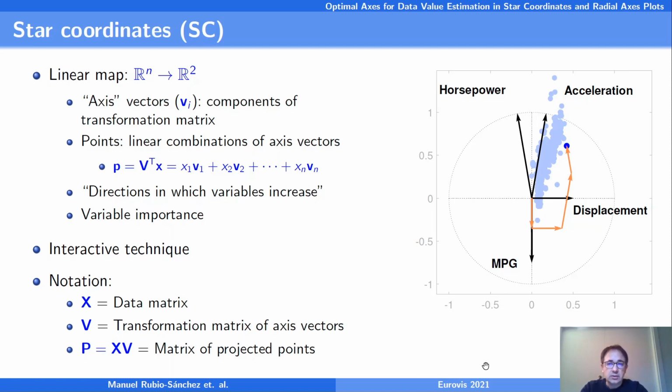For example, in the image on the right, we've selected the vectors in order to plot data with high values of horsepower and acceleration, but low values of miles per gallon at the top of the graph. Lastly, in the bottom, you have the notation that we're going to use throughout the slides.